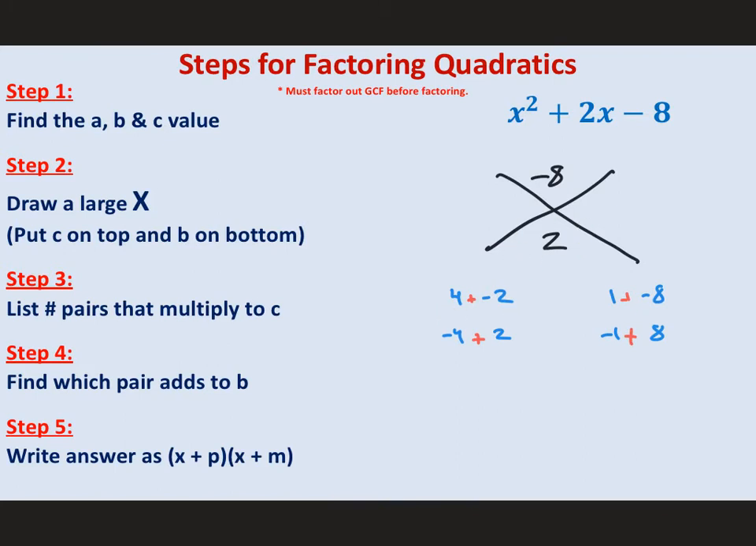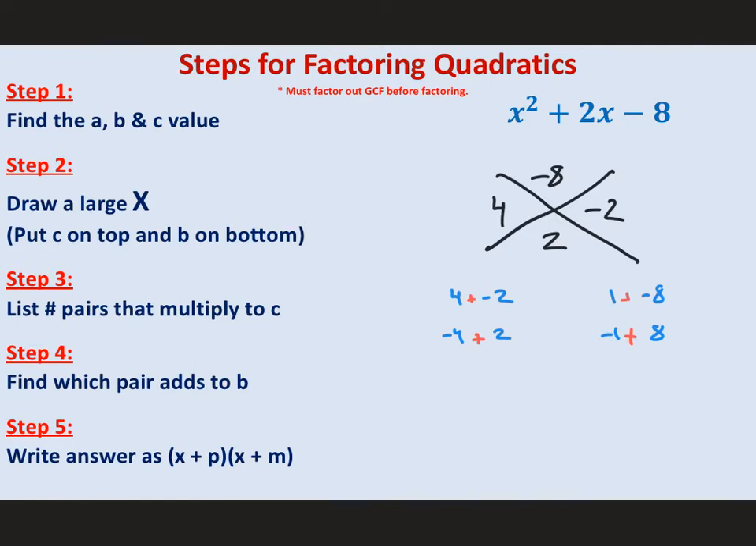4 and negative 2, that's the one that's going to do it. Let's check the other ones though. Negative 4 and 2, that's negative 2. Negative 8 and 1, that's negative 7. 8 and negative 1, that's positive 7. So this was our best option. So the two numbers we put on the sides are 4 and negative 2.